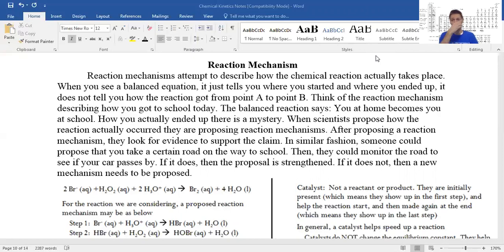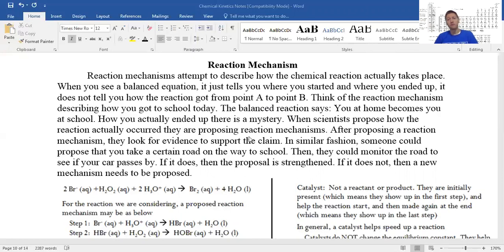Back to our analogy of how you got to the school. Did you take 4th Street? Did you take Ida? Did you take 168? Did you take 156? What road were you on? Did you zigzag through some neighborhoods? We don't know. The balanced reaction doesn't tell us how you actually get from point A to point B. It just says this is what we get.